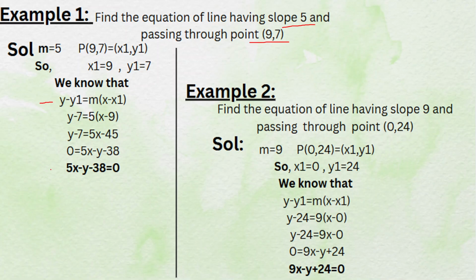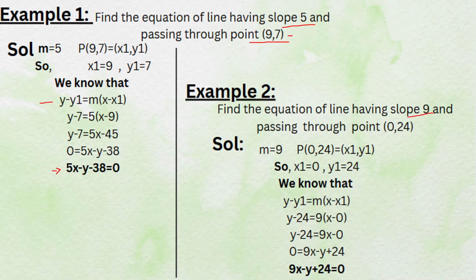So by simplifying it, our final answer is 5x minus y minus 38 is equals to 0. In order to check the correctness of our equation, if we put this point in the equation, it must satisfy it. If we put x is equals to 9 and y is equals to 7, the value of the left hand side should be 0, which will be equal to the right hand side, and we can check the correctness of our equation.